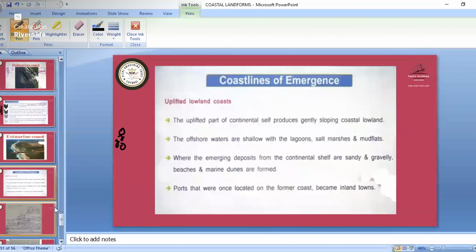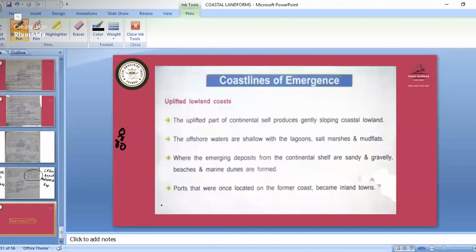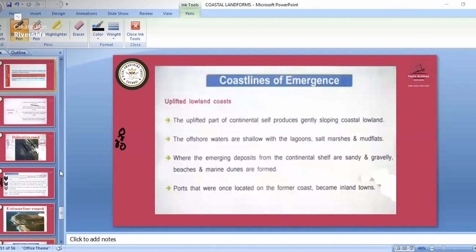So this is all about the different types of coast and coastal landforms. If you have any doubt in this part, you can ask me. Anyone, any doubt in this part? Anyone? Okay. This was all about the coastline landforms.